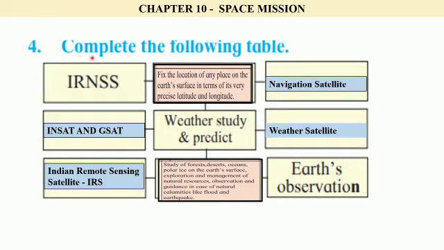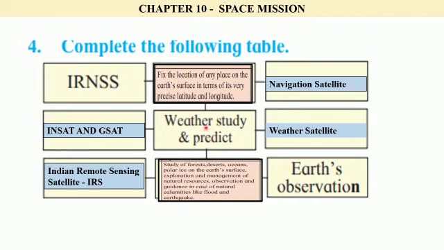Question number 4, complete the following table. Here you have been given the name of the Indian satellite series, that is IRNSS, which stands for Indian Regional Navigation Satellite System. The function of this satellite is to fix location of any place on the Earth's surface in terms of its very precise latitude and longitude. The type of satellite is navigation satellite.